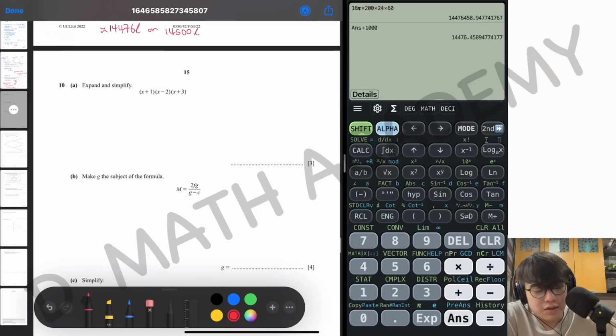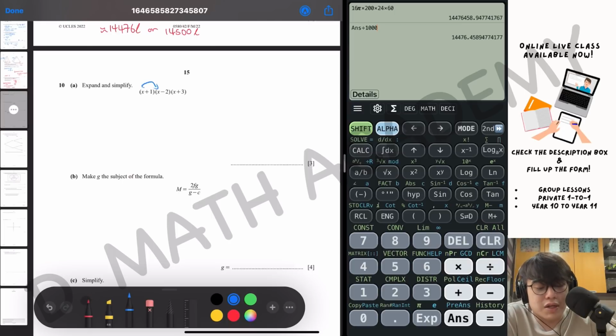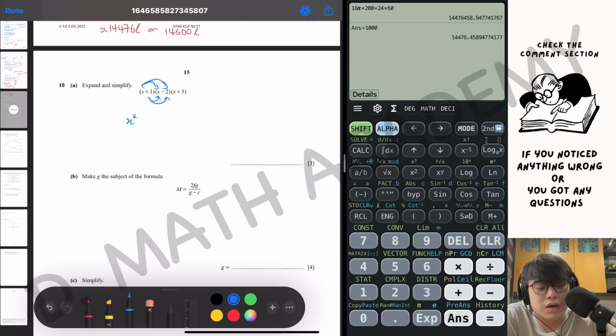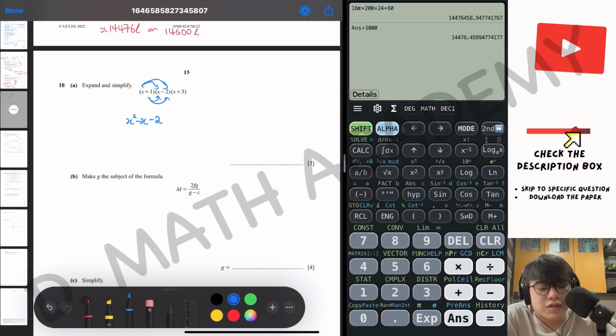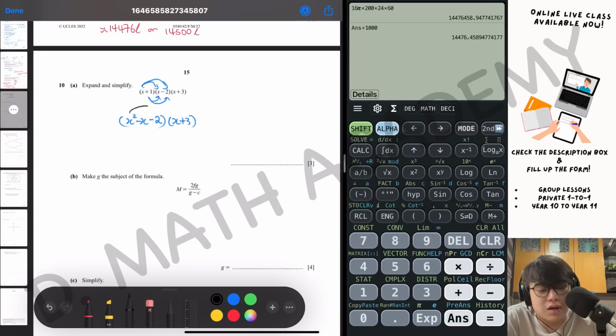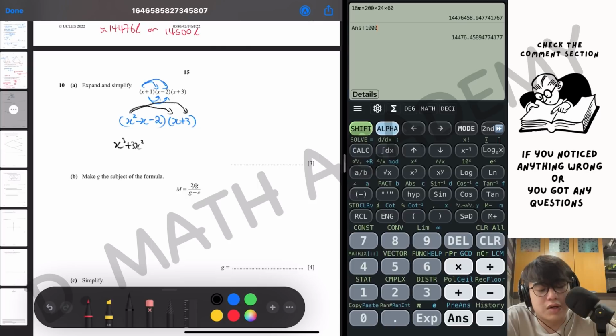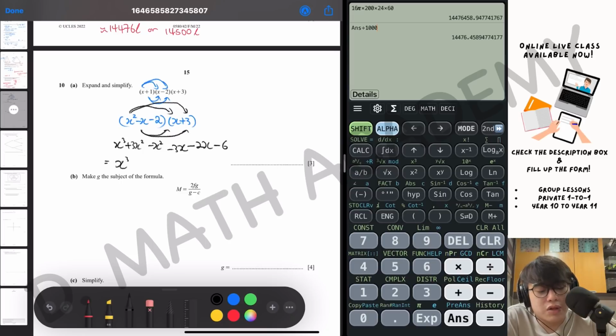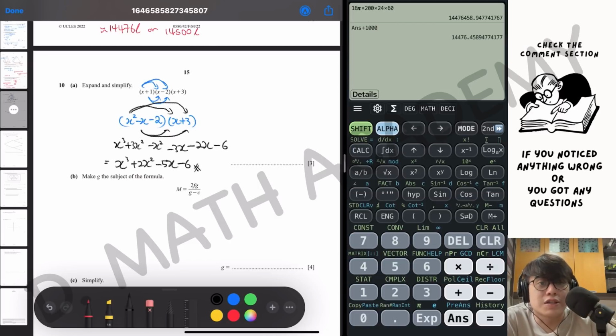Moving on to section 10. Okay, just expand this accordingly. X times x, x times -2, 1 times 2. So you get x squared minus x and then -2 first. So this is from your expansion of the first part. Repeat the same thing again. X squared. Okay, so you get x cubed plus 3x squared minus x squared minus 3x minus 2x minus 6. So your calculation will be x cubed plus 2x squared minus 5x minus 6 as your final answer.